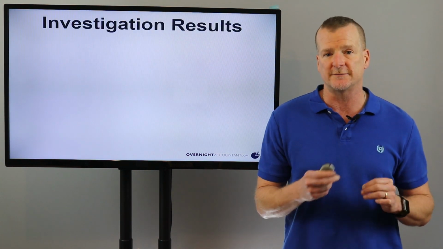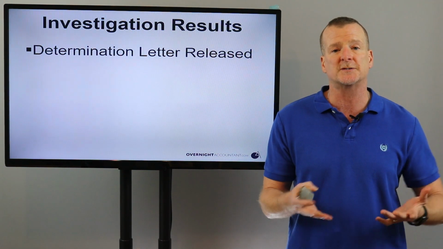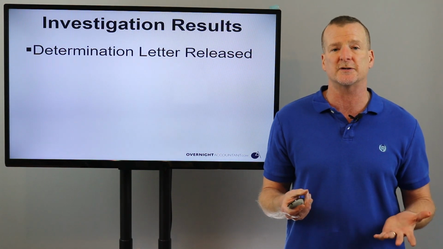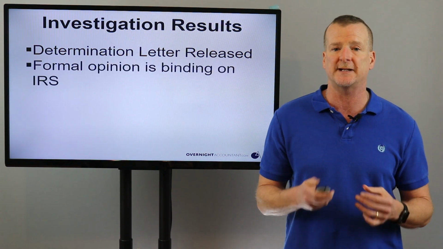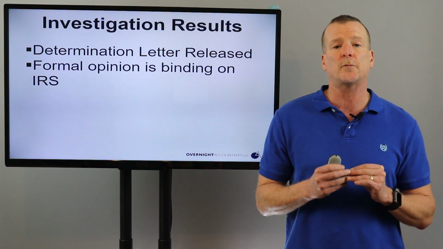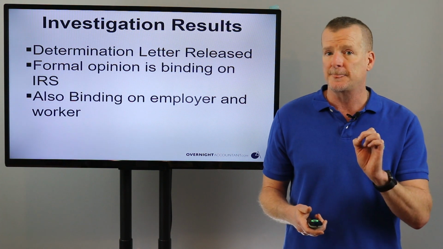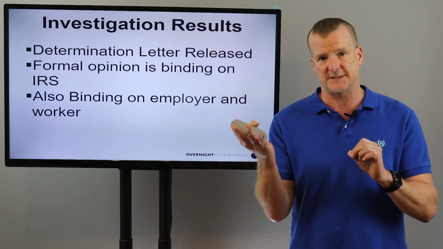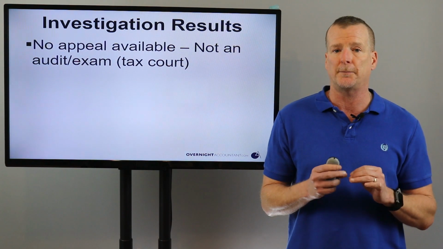So what are the results of the investigation? Well, there are several. The most common is that a determination letter is released. The IRS is going to send you a letter saying, this is what we decided. It's called a determination letter. This determination letter represents a formal opinion that is binding on the IRS, as well as the business, and also the worker. So the decision is binding on all parties.